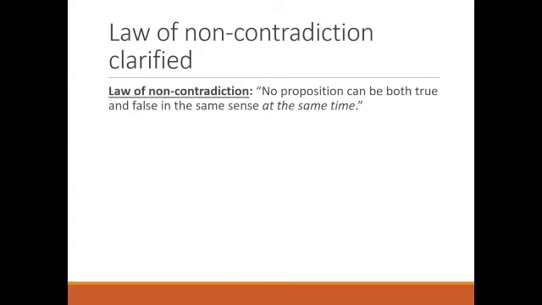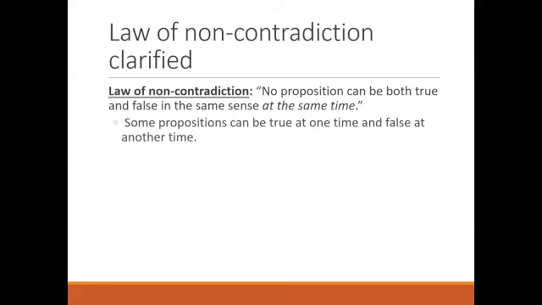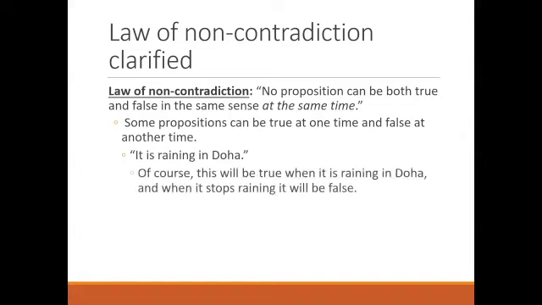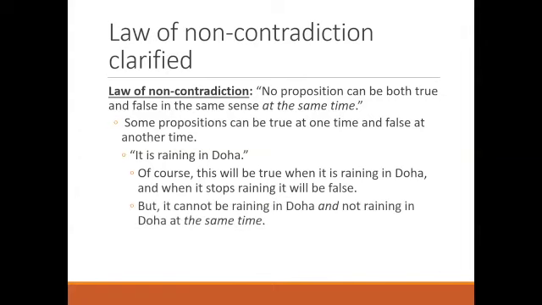Also, that law said that no proposition can be both true and false at the same time. Obviously, some propositions can be true at one time and false at another time. For instance, it is raining in Doha. Most of the time, that's false. But of course, it will be true when it is raining in Doha, and then it will be false again when it stops raining. But it cannot be raining in Doha and not raining in Doha at the same time.